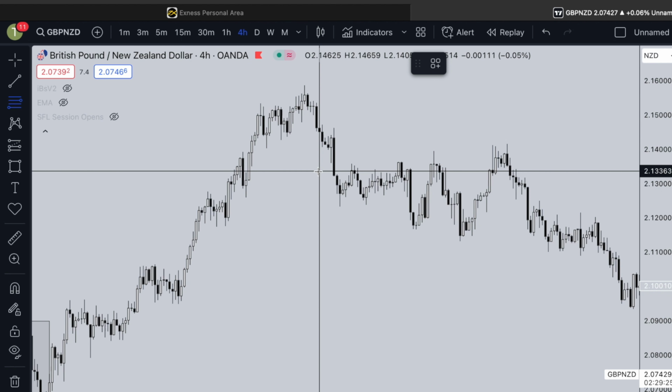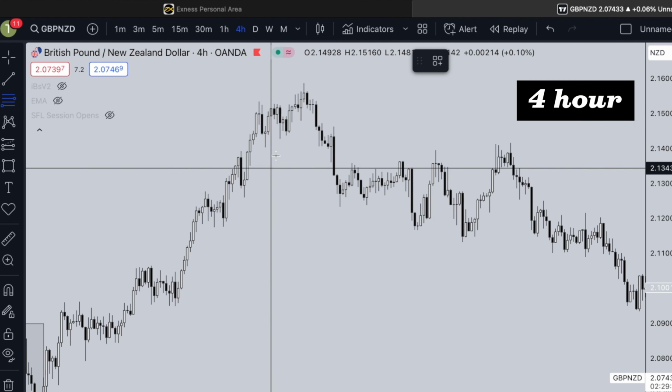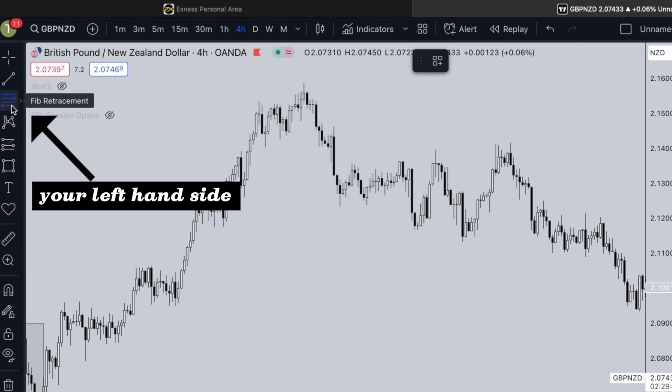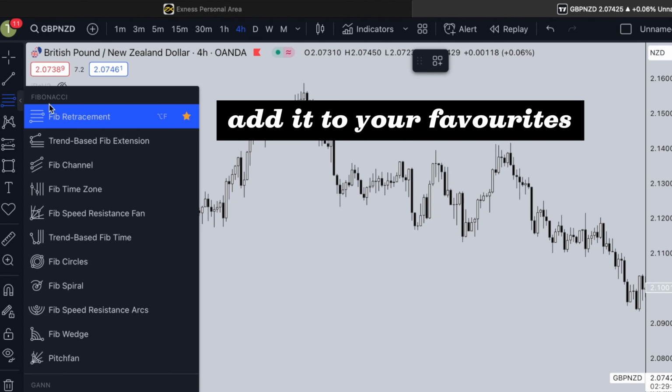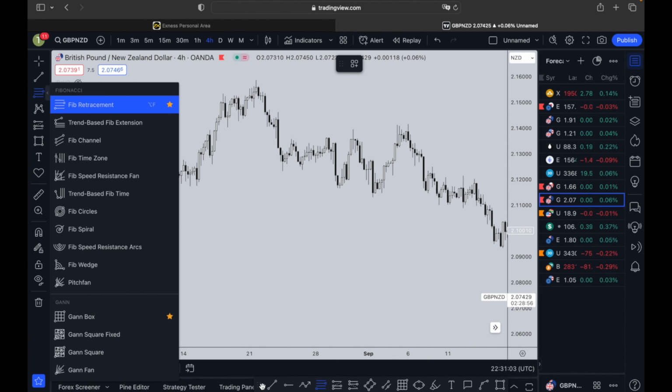Moving back to the charts, the Fibonacci retracement tool is made up of a number of extensions. This is the GBP NZD chart and we are currently on the 4-hour. So the Fibonacci retracement tool is located on your left hand side and you can go ahead and add it to your favorites bar so you can have it to use anytime you're ready.